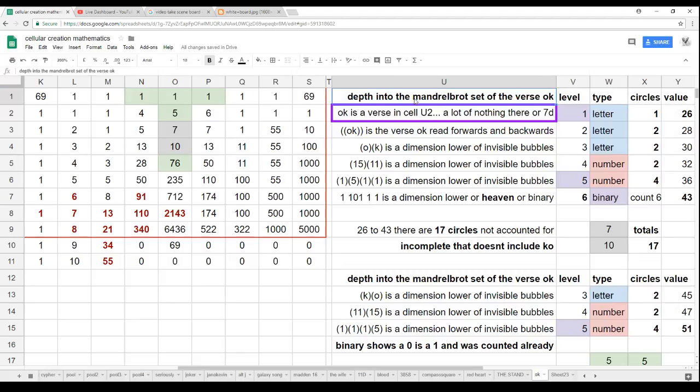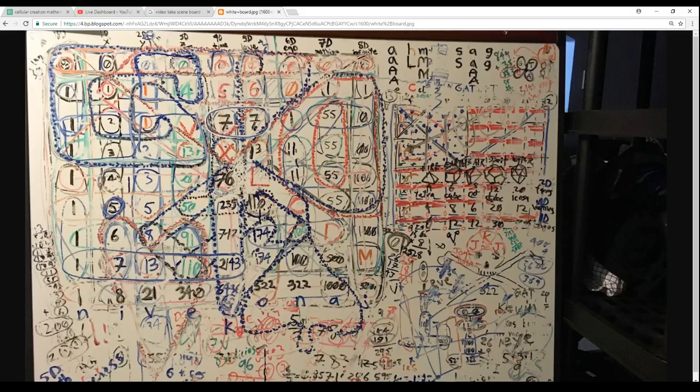So I said we're going to look into the Mandelbrot set, which means we're going to look at the different layers. Like this 9x9 matrix can be the word okay. This 9x9 matrix can be an O. This 9x9 matrix can be a K. The 9x9 matrix can be the number 15, the number 11, a 1, a 5.